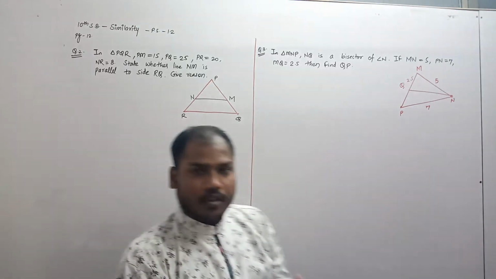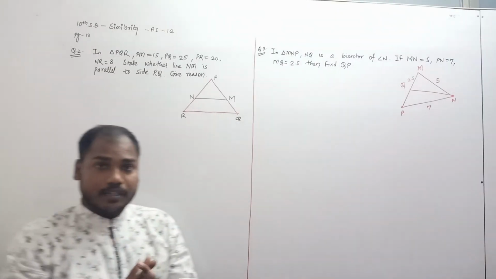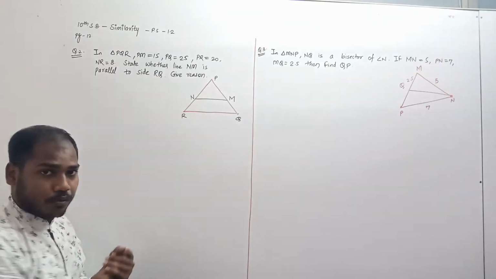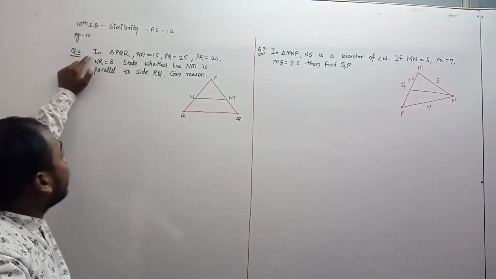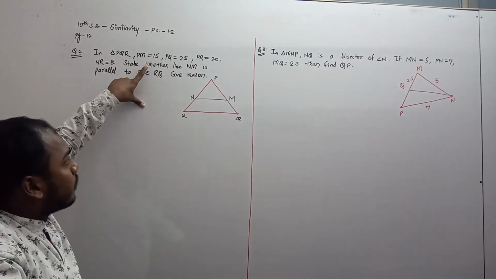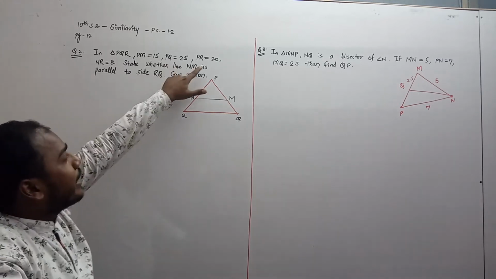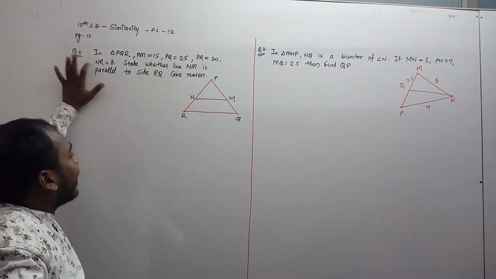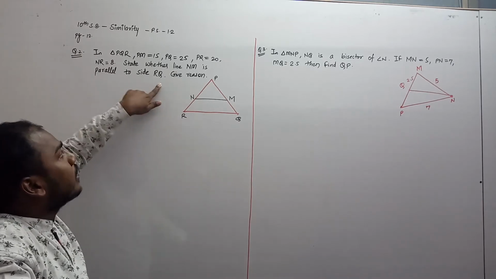Hello friends. So now going for question number 2 on the same exercise, that is practice set 1.2. They have given the second question as: In triangle PQR, PM is equal to 15, PQ is equal to 25, PR is equal to 20 and NR is equal to 8. State whether the line NM is parallel to the side RQ.